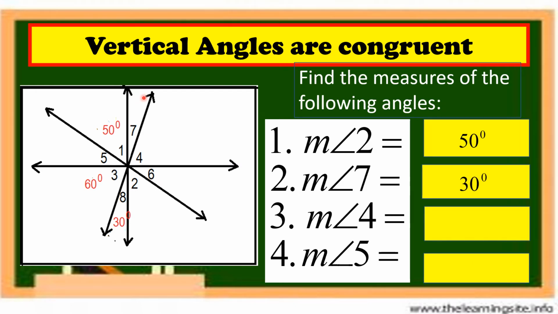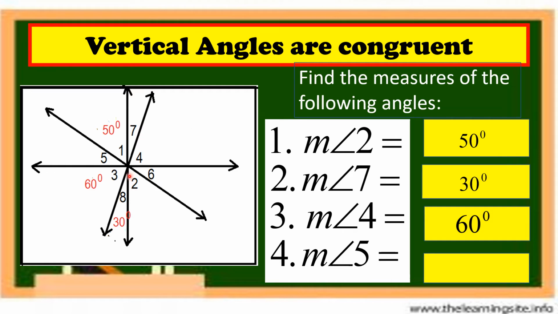We need to find the measure of angle 4. Angle 3 and angle 4 are vertical angles, and vertical angles are congruent. The measure of angle 3 is 60. Therefore, the measure of angle 4 is also 60 degrees.